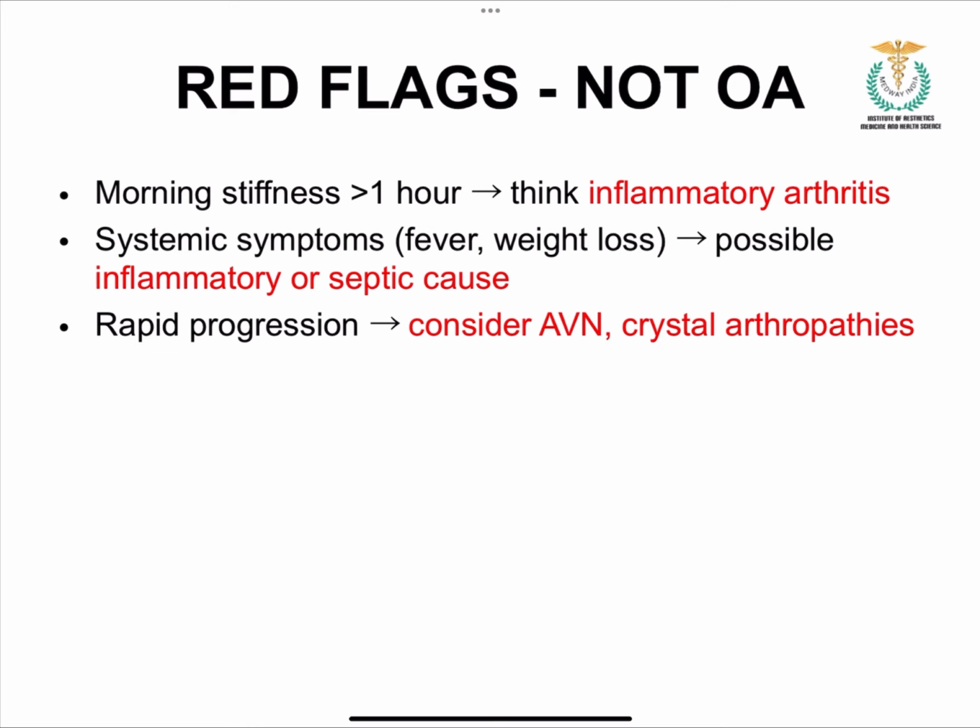Second is systemic symptoms. Think of any infection or malignancy. If there is inflammation or malignancy, it will be an inflammatory arthritis or a septic cause. And the third one is rapid progression. If monoarticular acute pain is present, then consider gout or septic arthritis. So these are the red flags we have to keep in mind while treating or diagnosing osteoarthritis.